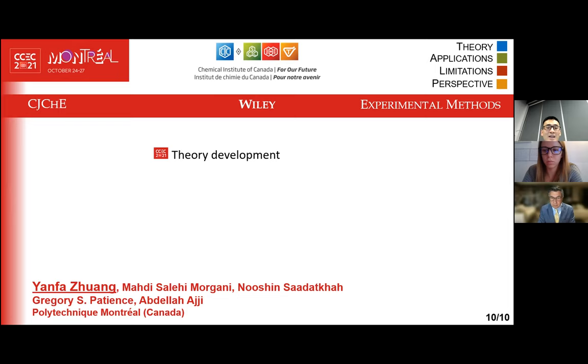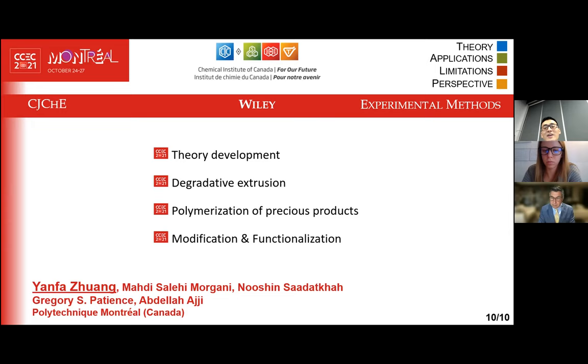And also degradative extrusion is a promising process. It's a promising application for this process. We can use the technology to recycle polymers. And also we can use these promising technologies to produce some precious products like membrane materials. And finally, functional modification and functionalization are still important for the polymer processing industry.